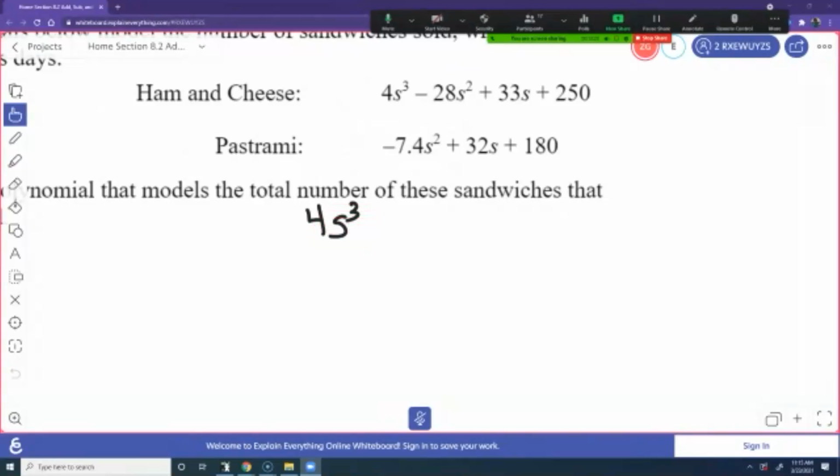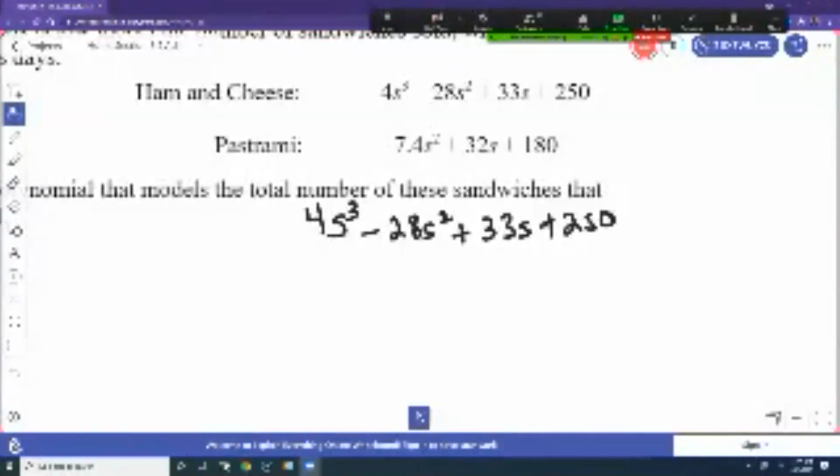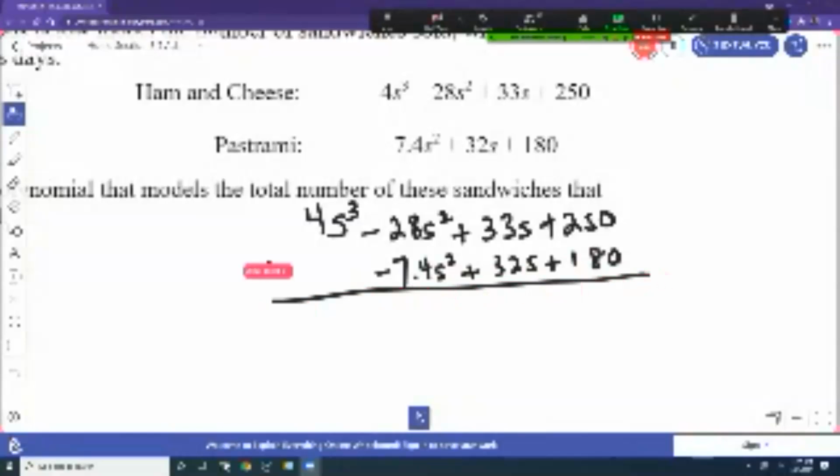So everybody on your paper, you're going to write 4s cubed minus 28s squared plus 33s plus 250. And then remember, I'm going to do vertically negative 7.4s squared plus 32s plus 180. Somebody said to add. So we're going to start from the right side, and when somebody has the answer, please write it down. We'll verify with 2 or 3 people.